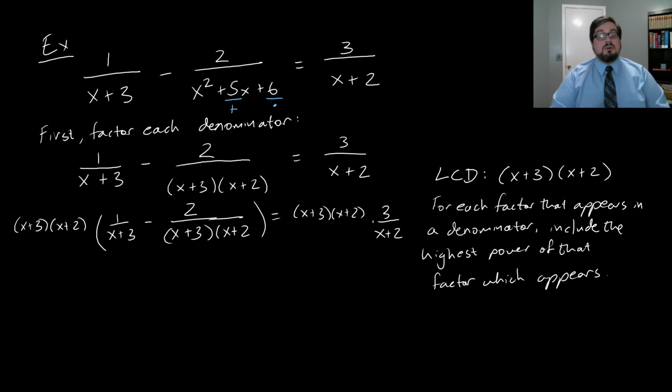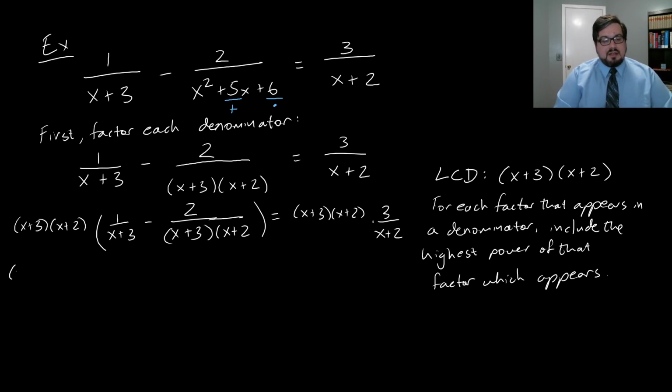And why can we do this? Well, it's because we can multiply by anything we want on both sides of an equation whenever we want. So in particular, if it's going to be useful for us to multiply by x plus 3 times x plus 2, and it is, then we can do that. All right, make sure and distribute.